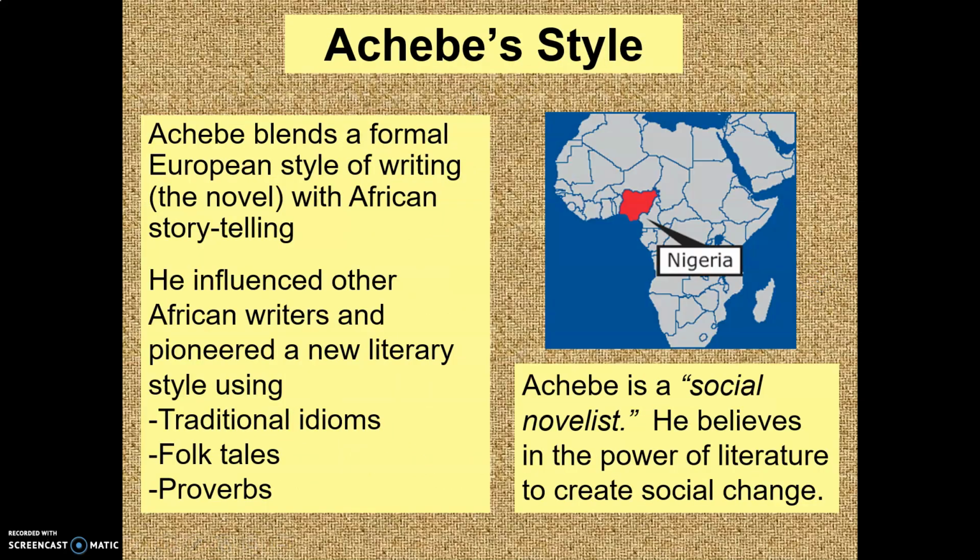His style, it's a novel, so you're going to have a lot of that formal European writing style, but what makes it different and quite interesting is the way he weaves African storytelling techniques within it as well. So really be looking for the way he inserts African folktales or little proverbs or idioms. We know what idioms are, right? And he uses them to help him develop not only his writing style, but also the culture and traditions of the Igbo people.